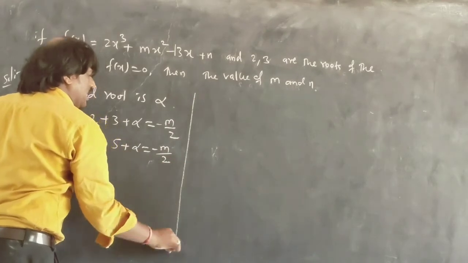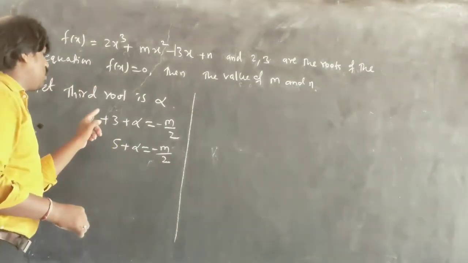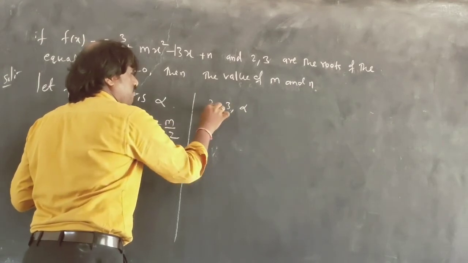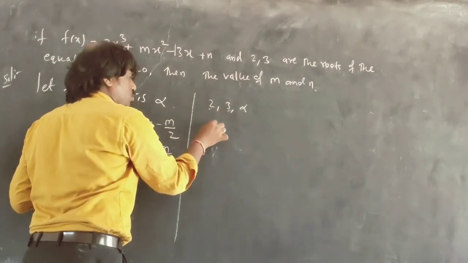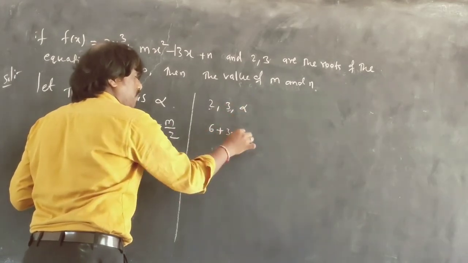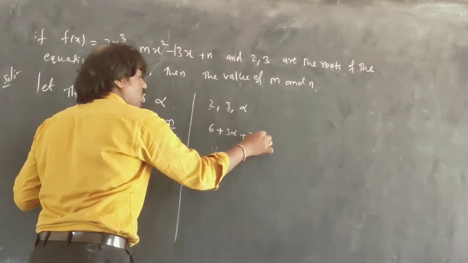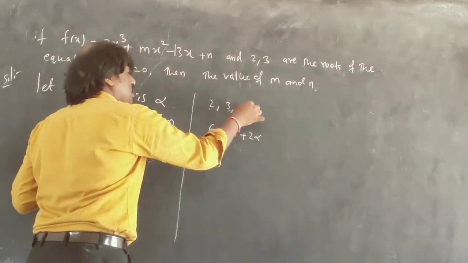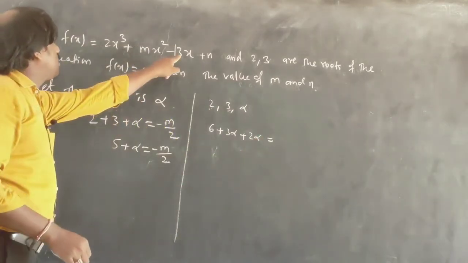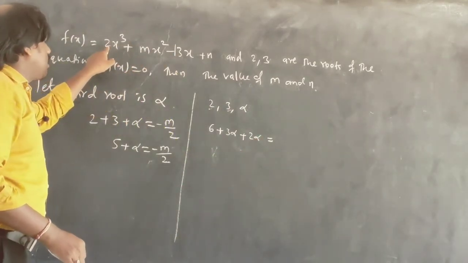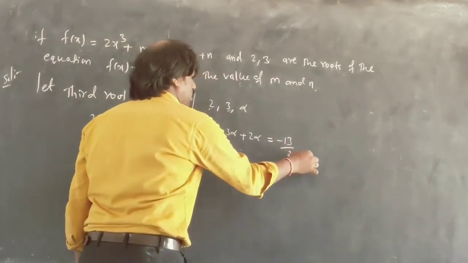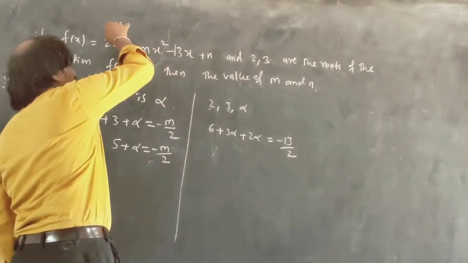Sum taken 2 at a time will be what here? The roots are 2, 3, alpha. We multiply: 2 times 3 is 6, 3 times alpha is 3 alpha, alpha times 2 is 2 alpha. This is equal to this divided by this, that is minus 13 divided by 2.